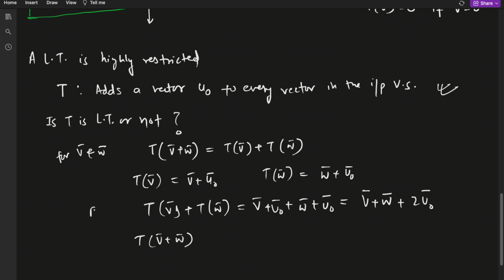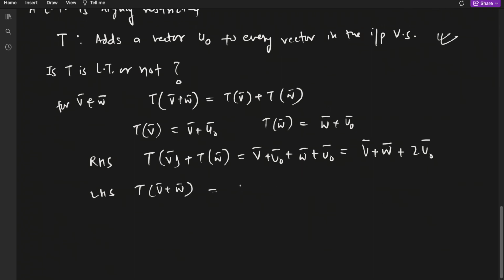This one, this is the right hand side. Now I will check the left hand side. Now what is the transformation of v plus w? Again I said, all you have to do is just take the vector. In this case, the vector itself is the addition of two vectors v and w, and simply add u naught, because the transformation T simply adds vector u naught, and v plus w is also a vector. So this is nothing but v plus w plus u naught, and we can say that LHS is not equal to RHS. So the property is not satisfied.